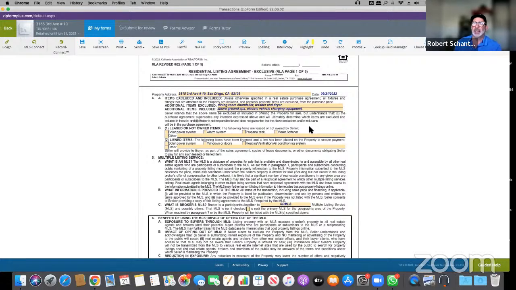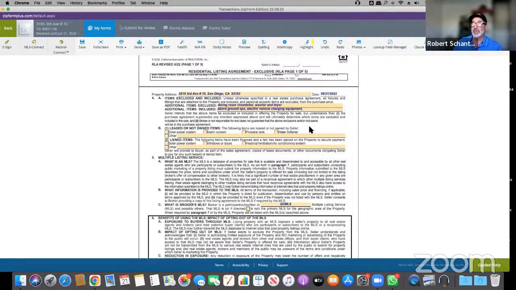So let's say that dining room chandelier, a buyer really liked it and they wanted it, and it's in the purchase agreement and they've signed it, that chandelier stays with the property. And we've had that happen a lot too, where the seller was expecting to take it and they didn't know that they signed in the purchase agreement that the chandelier goes.